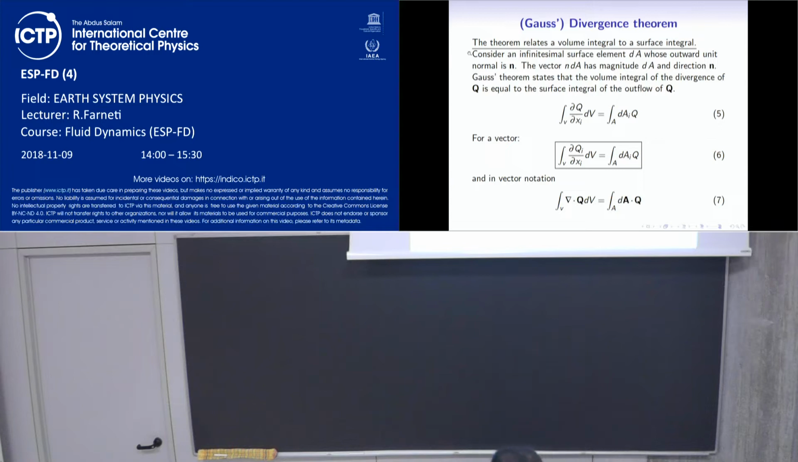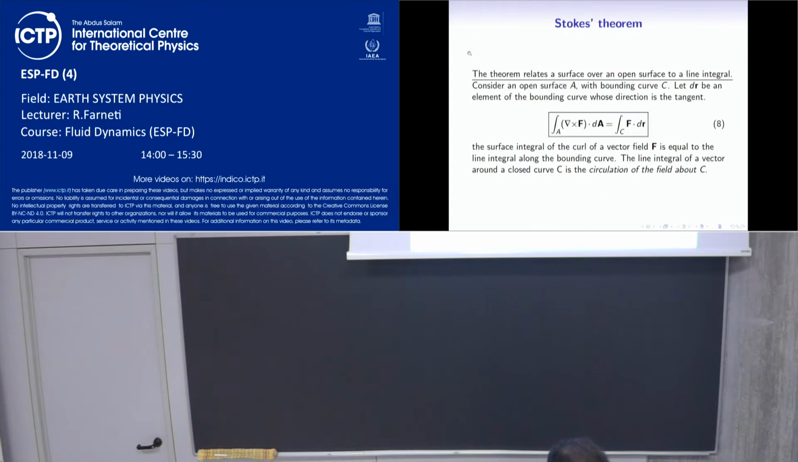That's useful if you have a control volume and you want to know what is happening within the volume. You have the divergence of your vector field within the volume, and that is equal to the surface integral of the vector field, which is the flux of your vector field across the surface. So this is the Divergence Theorem that you can use a lot.